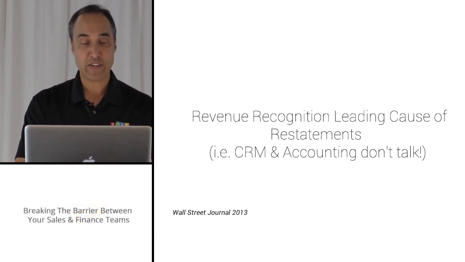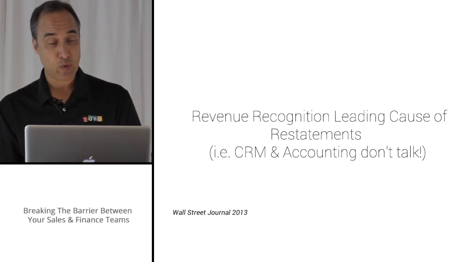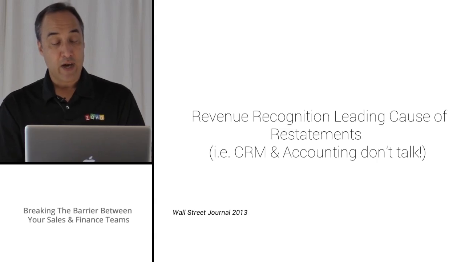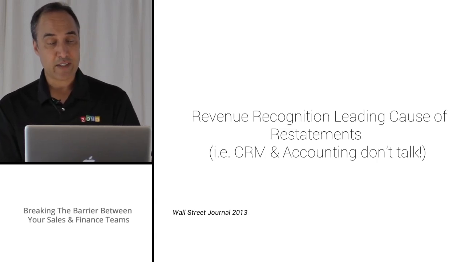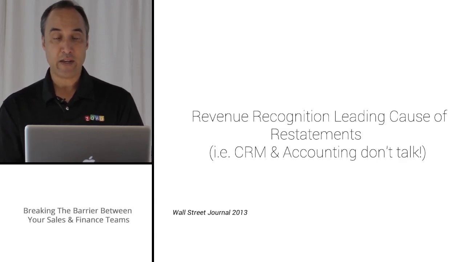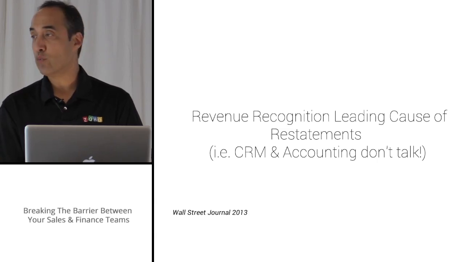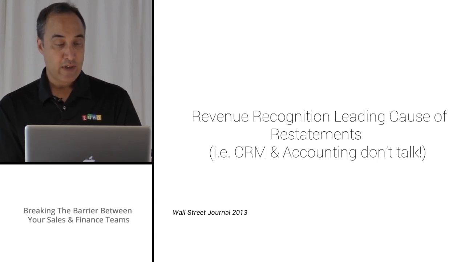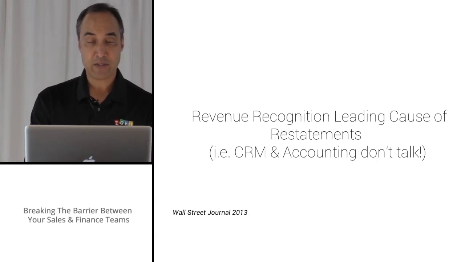We went over a number of examples where sales reps may be selling to customers that don't have credit or have credit terms that are not consistent with what finance believes they are. We've also talked about situations where a sales representative enters an order in one fashion and it enters into the finance system in another. These are all situations that lead to revenue recognition problems, and it has been proven, as you can see from this statistic here in the Wall Street Journal, it is the leading cause of restatements.